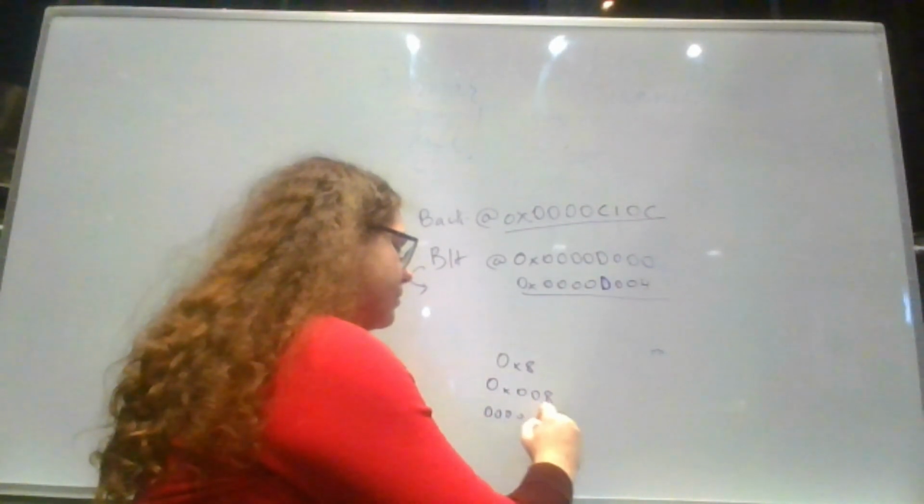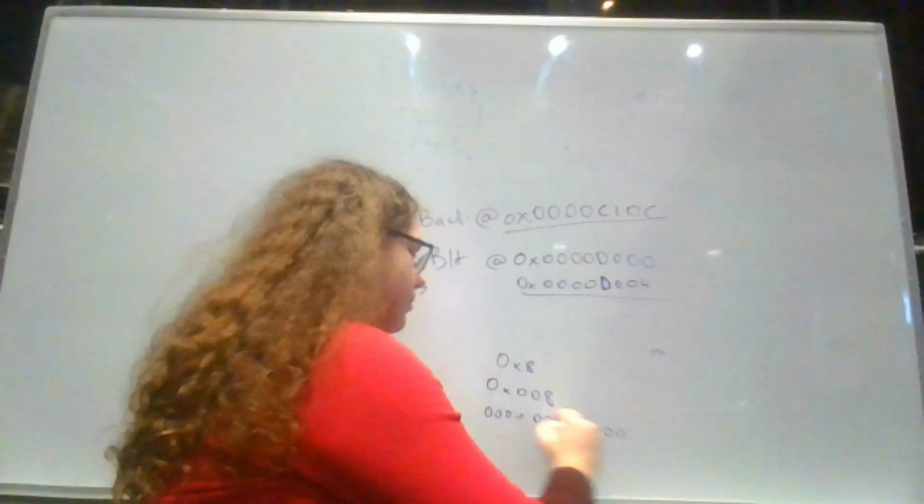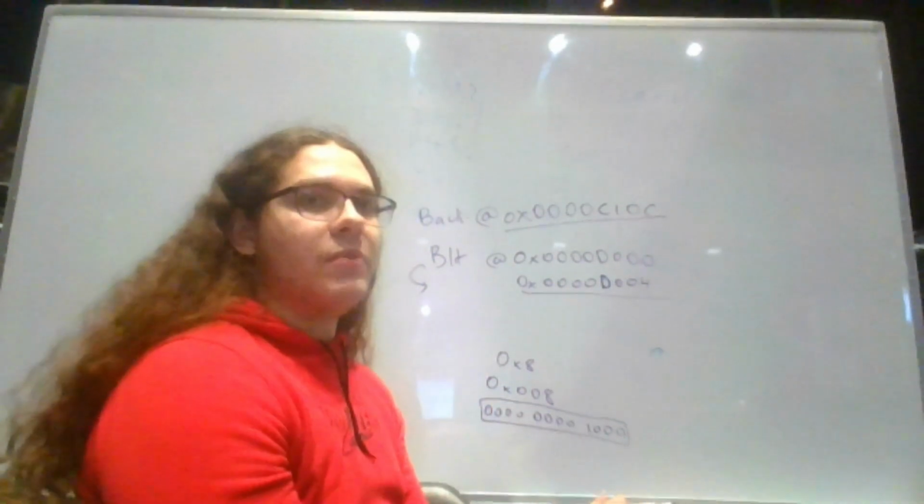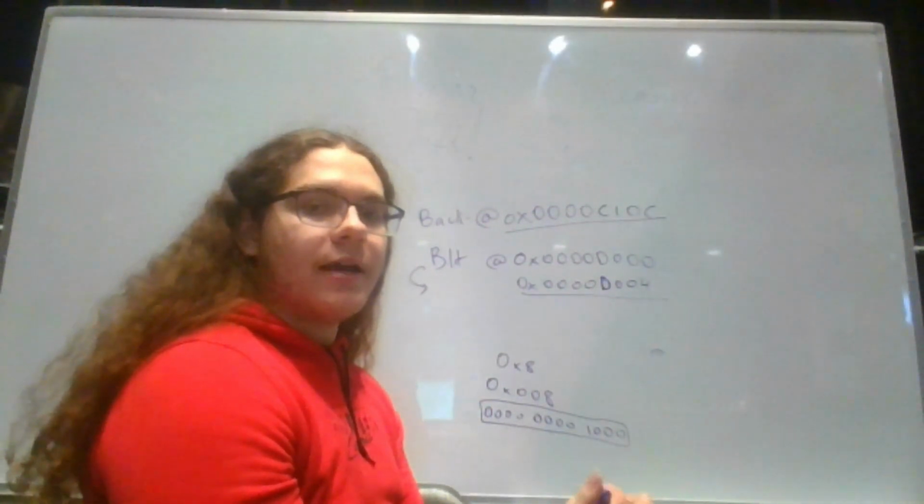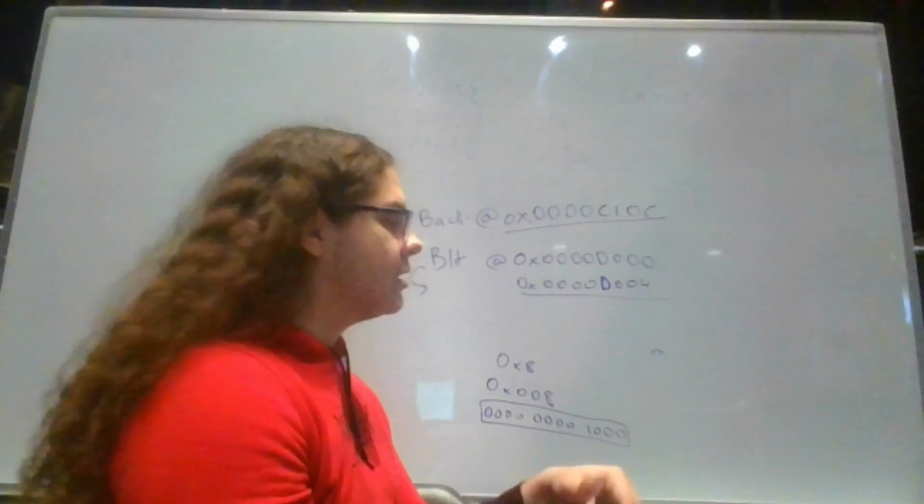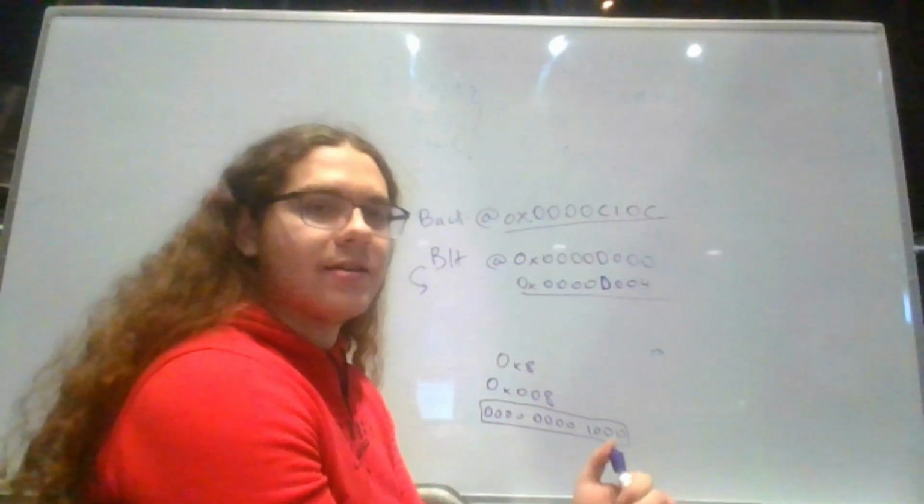So 4 zeros, 4 zeros, and then this. And so this is the immediate 8. Yeah, it's all in binary. We just use hex as shorthand to make it easier to write out. Because no one wants to write this every time when you can just write hex 8. Makes it a lot easier.